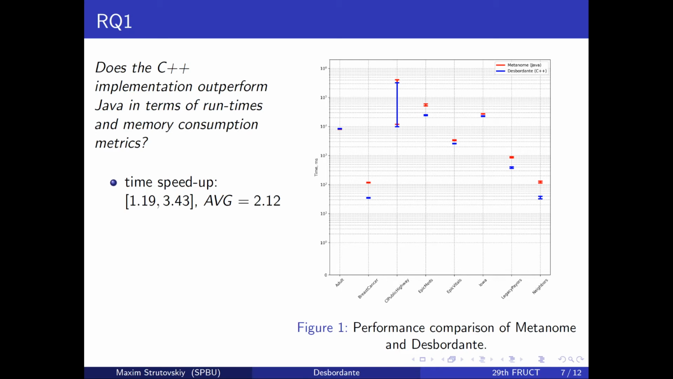It can be seen that Desbordante is clearly superior to Metronome on all but two datasets. The obtained improvement on the other datasets ranges from 1.2 to 3.4 times, being 2.1 on average. Desbordante is also superior to Metronome in terms of average memory consumption. The improvement ranges from 1.5 to 2.6 times, being 1.9 on average. The peak consumption ratios are usually even higher.